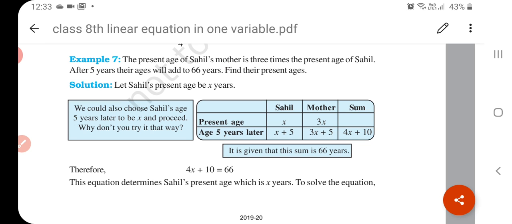Now some mistakes you make, so I will explain. In these problem sums you have to see the consecutive numbers. So what are consecutive numbers? Consecutive numbers are the numbers that directly follow each other. Means after 1 always comes 2, after 2 comes 3. 1, 2, 3, 4, that is consecutive numbers.